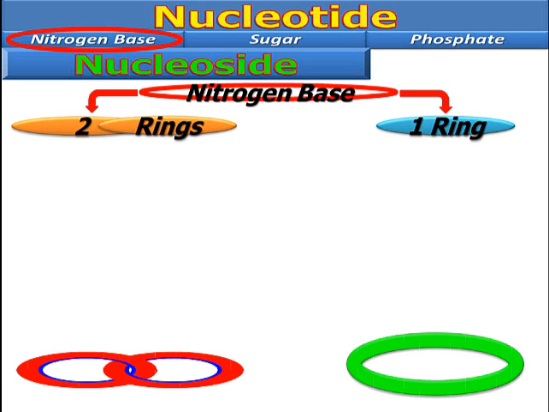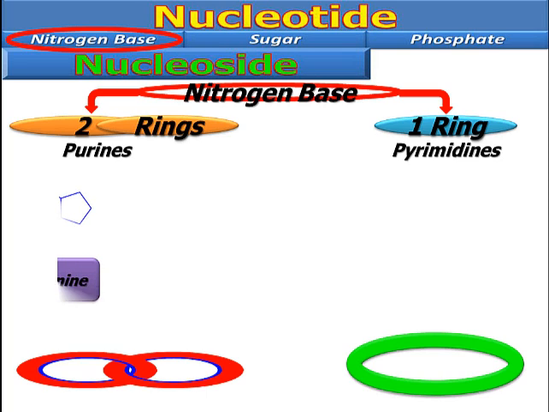So we said nitrogen bases, based on the number of rings, are divided into two groups. Two rings are called purine, and one ring is called pyrimidine. So, we have two main purines in our discussion, which are adenine and guanine.